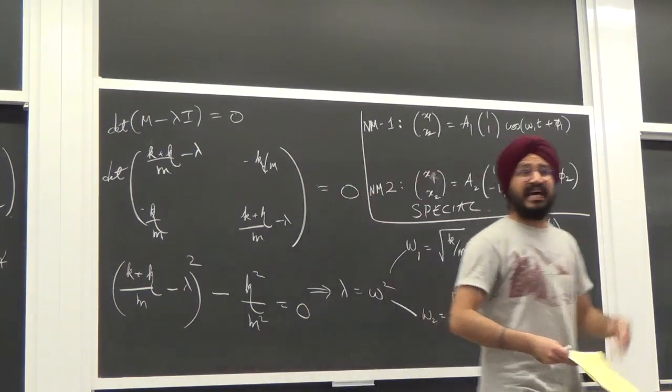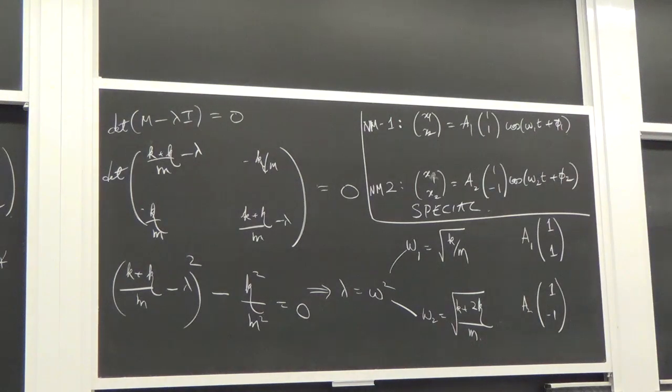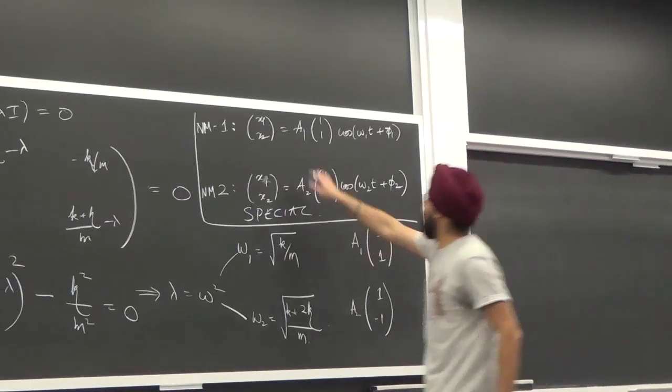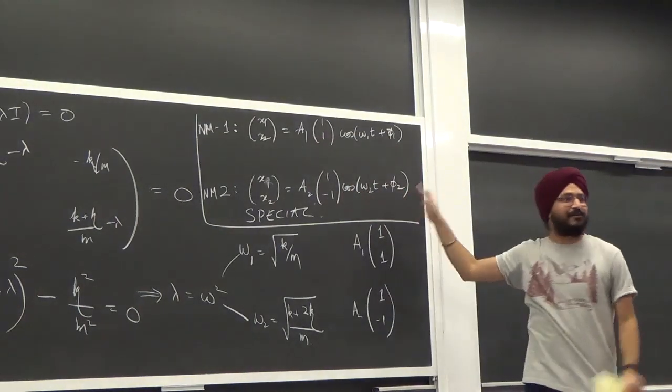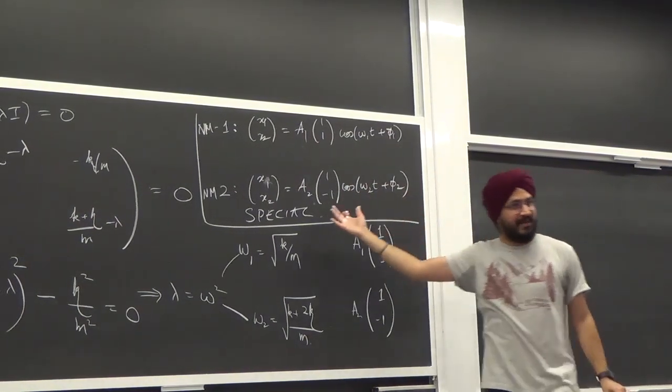And how many conditions should I have for my initial conditions here? 4. 2 particles, each need 2. So A1, phi 1, A2, phi 2. 4 conditions. Specify that. Okay?